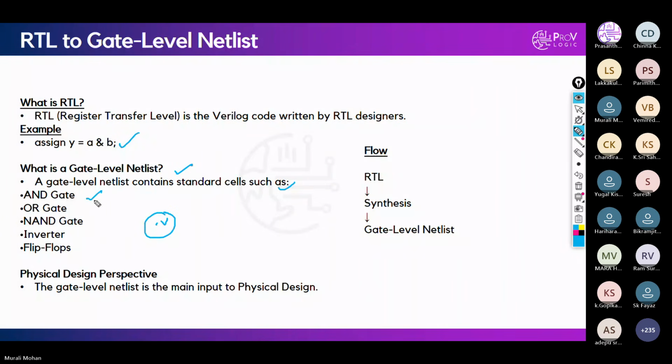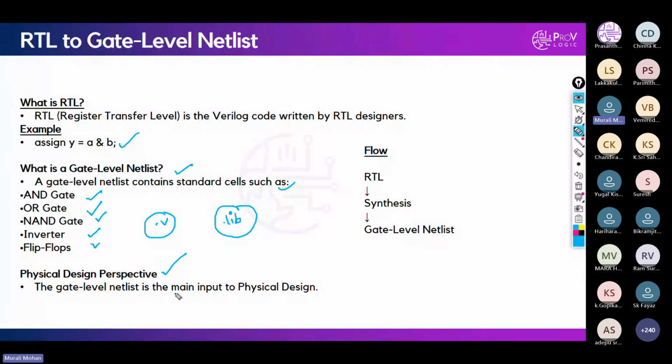From where do we get this standard cell information? With the help of the .lib file, one of the library files. Inside that, all the predefined standard cells are present. Based on our RTL code, the tool fetches the proper ones. From the physical design perspective, the gate level netlist is the main input for the PD. And this is the basic flow for RTL to gate level netlist.